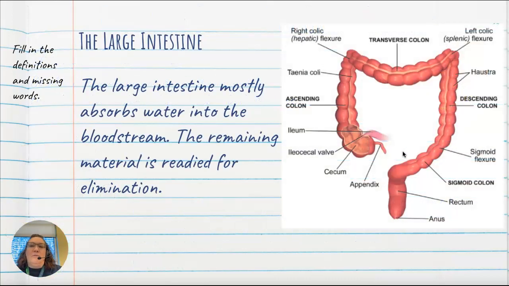So those are the primary large parts of the digestive system. And don't forget to take your notes and label all your diagrams.